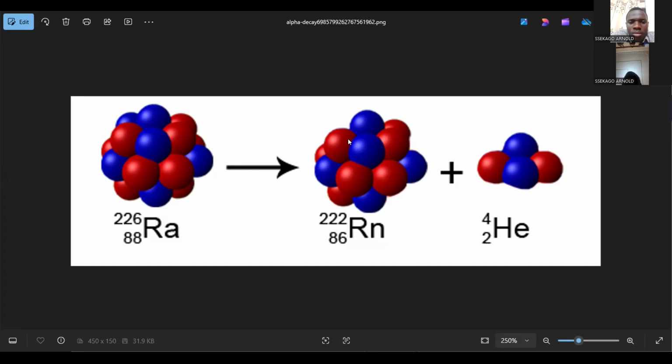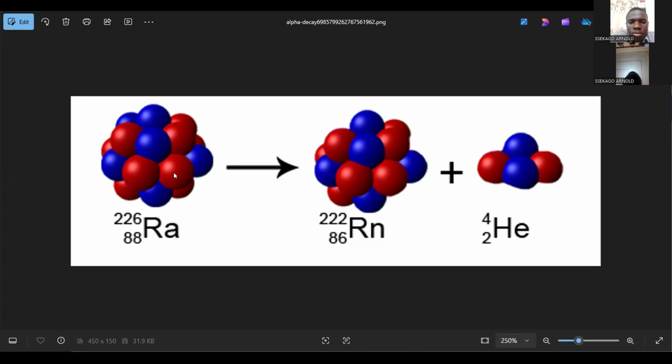So that is the case of emission of an alpha particle. It reduces atomic number by 2 and atomic mass by 4. Hope you've understood this very well. Because in the next case where we are going to look at emission of beta particle, I am going to leave an activity.